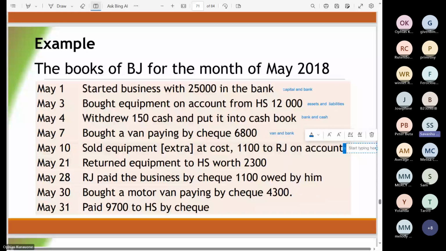Next, sold equipment at cost to RJ on account. We credit the equipment and then we debit RJ. In our books, the equipment account loses this, and that's a credit. And our bank, yes.